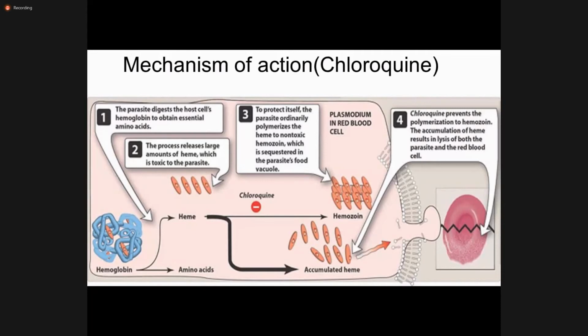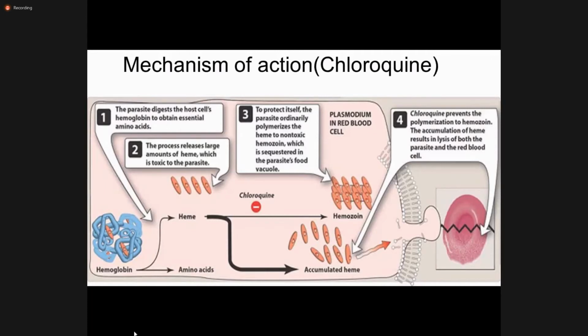It inhibits the conversion of heme into hemozoin, and this free heme is toxic to this parasite, and this is how it kills this parasite. So this is the specific mechanism.